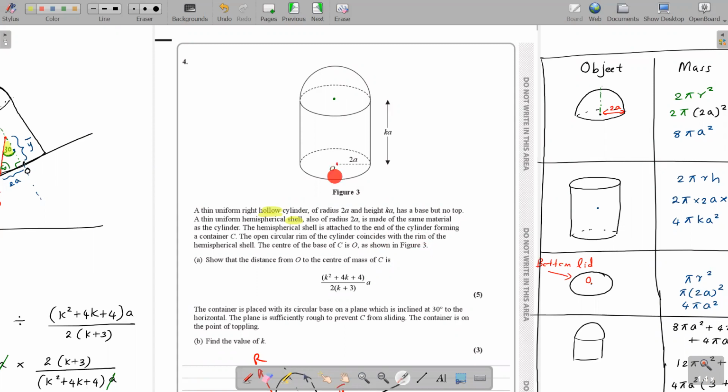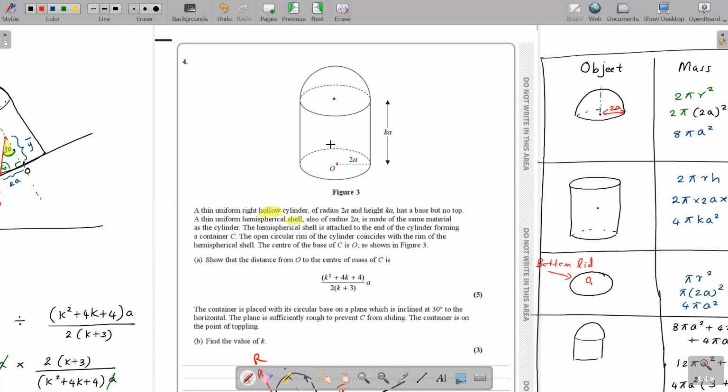Okay, so this is the base and you're supposed to show that the distance from O to the center of mass of C, C means the entire thing, right? They want you to find the distance from O to the center of mass of C, which is this particular expression. And you can see you got 5 marks for this. Okay, guys. So how do we build the concept here? How do we find the center of mass of container C?